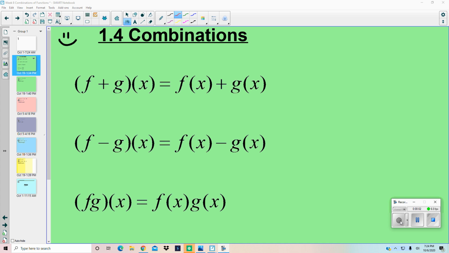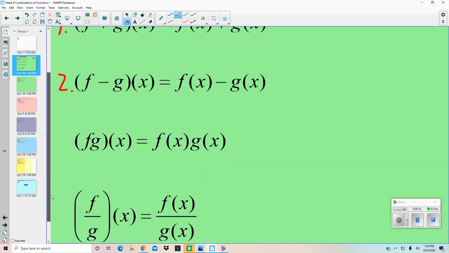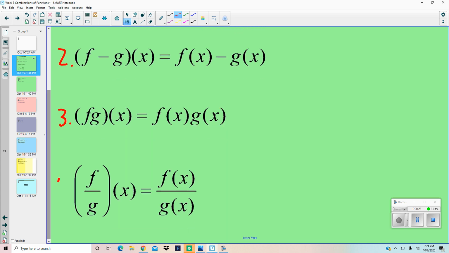All right, so we are moving on to combinations of functions. If you have two different functions, you can add them together, which is what this first one is saying. (f + g)(x) = f(x) + g(x). You can subtract them, multiply them, and divide them. When you're adding and subtracting, you combine like terms.